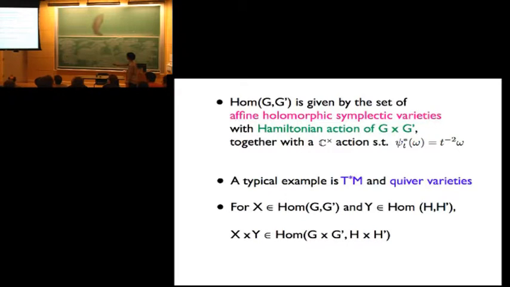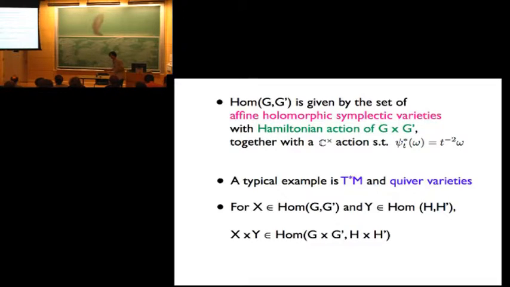The typical example of such an affine holomorphic symplectic variety is the cotangent bundle to any complex manifold, or quiver varieties in the sense of Nakajima, or just symplectic vector spaces with group action. I'm assuming that there are Hamiltonian moment maps associated to this action of G times G prime. For two Homs, X and Y, I define the product to be just a Cartesian product. Suppose X has a G times G prime Hamiltonian action, and Y has an H times H prime Hamiltonian action. Of course, X times Y has the Hamiltonian action of G times G prime times H times H prime. So it's very simple.